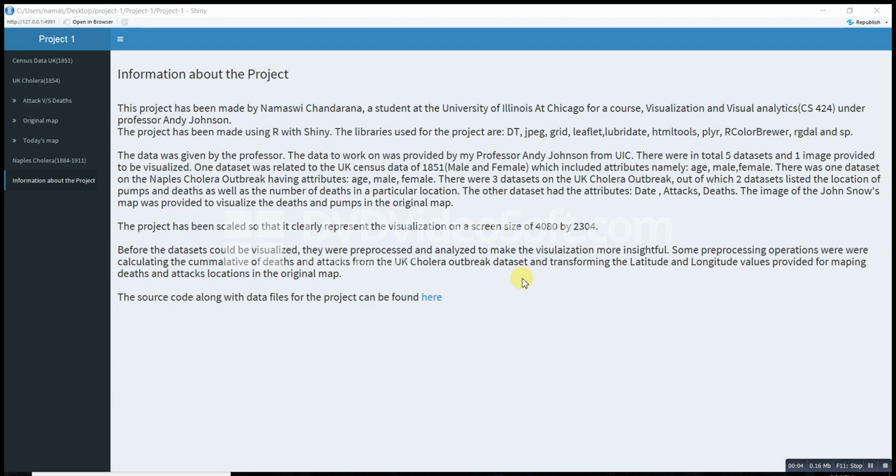I'm a student at University of Illinois at Chicago, and for a course named Visualization and Visual Analytics, I had to prepare a project using Shiny in our studio. So I would like to show you this project. Now let me go to the first tab.